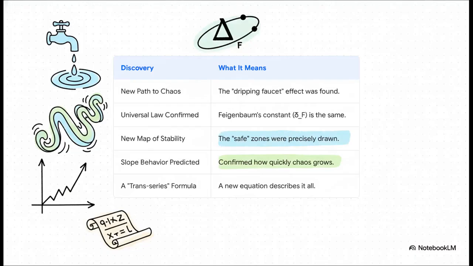And this table here, it just lays out their success perfectly. So first, they did find that dripping faucet effect. Check. That confirmed the universal law was at play. Yep, the Feigenbaum constant holds up, just like they thought. Check. Then, they were able to draw a super precise map of the safe zones, the stable areas. They even figured out how to predict how quickly the chaos grows. And to top it all off, they developed this powerful new thing called a trans-series formula, which is basically just a super-duper precise type of equation that describes the whole shebang.